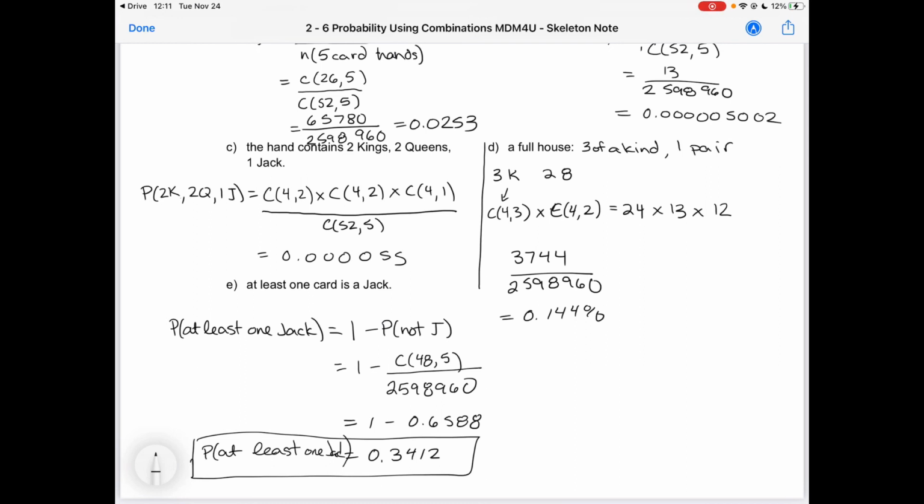So we're using combinations here because our number of possibilities is just too great to count by hand.